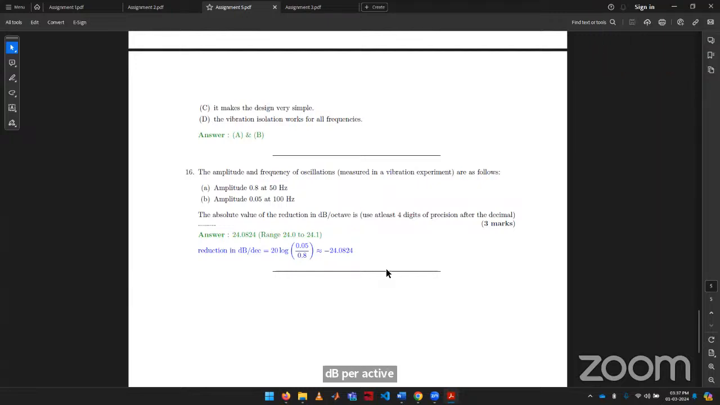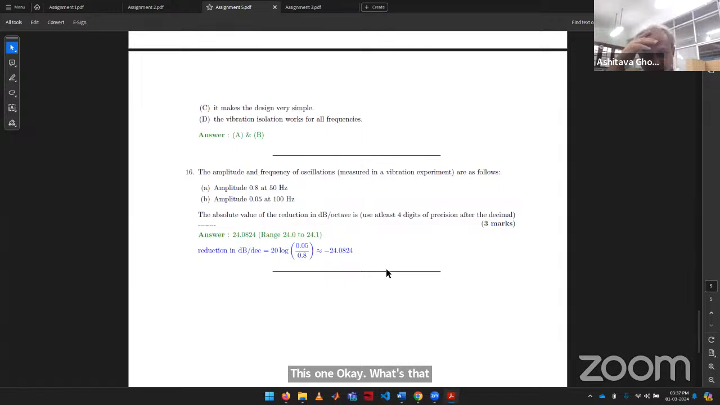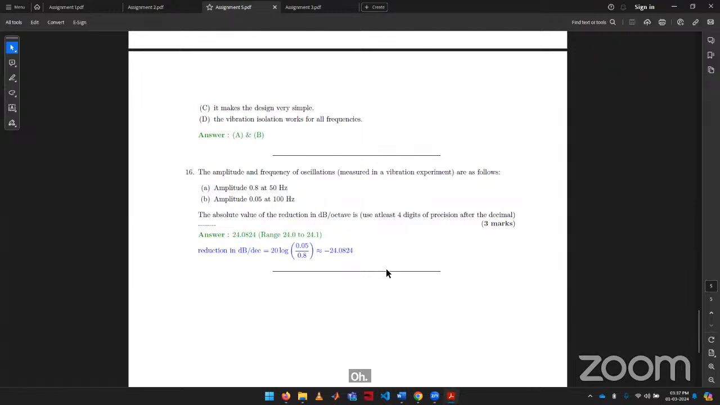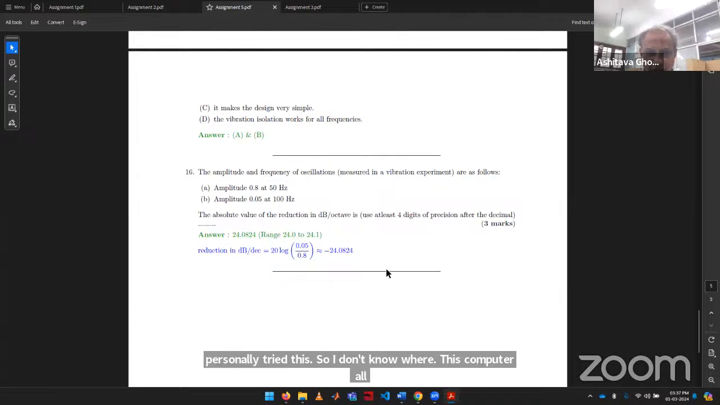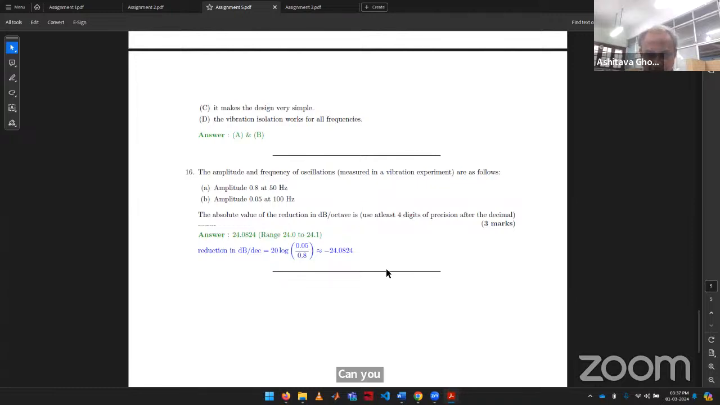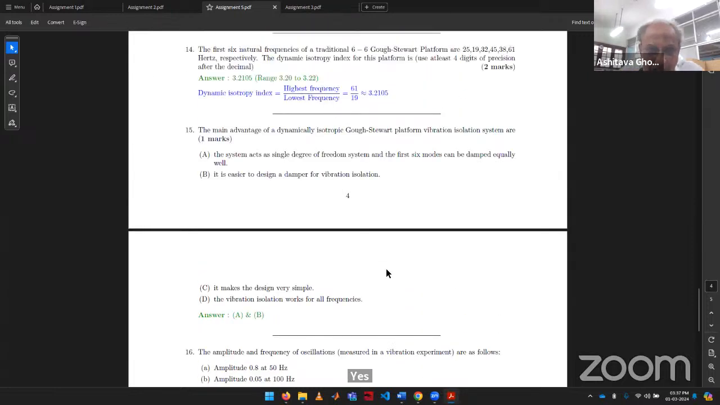So it's directly the division. I could say even ChatGPT could solve this. I personally tried this, so I don't know where this could get wrong. Can you tell what the equation you got? Please share the equation which was taught and what you got. Question number 14 and 16. So 16, what was the mistake?